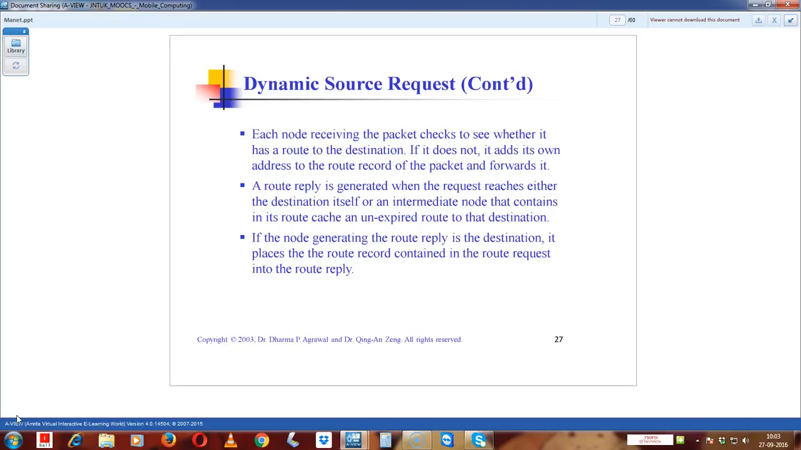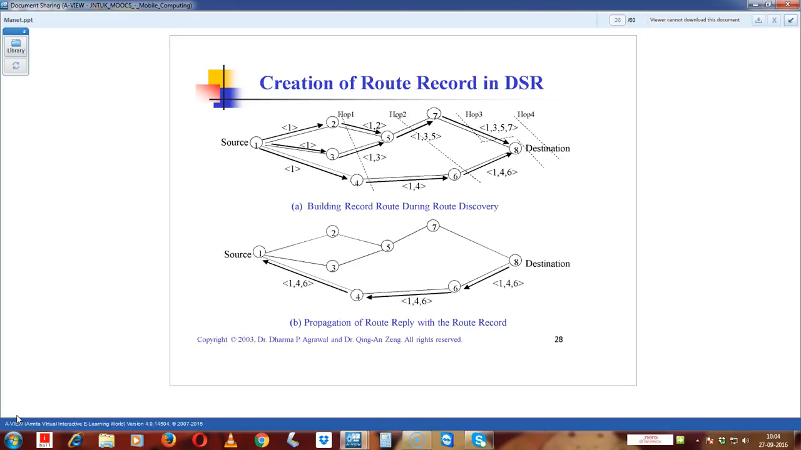So this is what it means: a route reply is generated when the request reaches either the destination or an intermediate node that has in its route cache an unexpired route to the destination. If the node generating the route reply is the destination, it places the route record contained in the route request into the route reply, and transfers it back to the source. Okay.